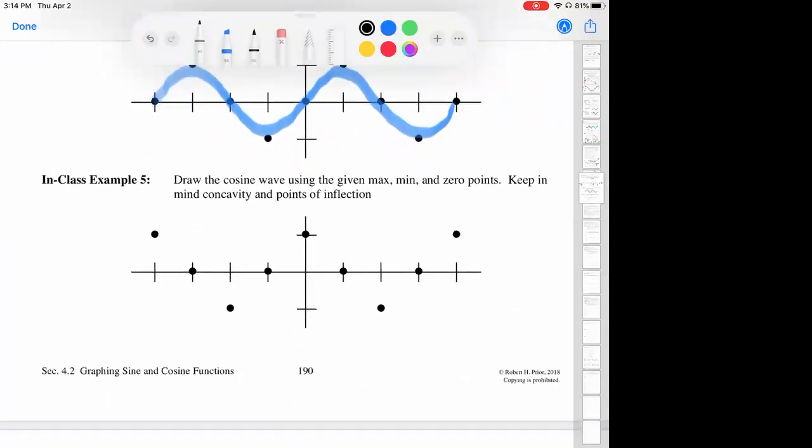So again, your publisher is being very particular. Draw the cosine wave using the max, min, and zero points. Keep in mind the concavity and points of inflection. So you want to make sure you're drawing a wave. Practice drawing a wave. Don't draw peaks. That's not what we want.